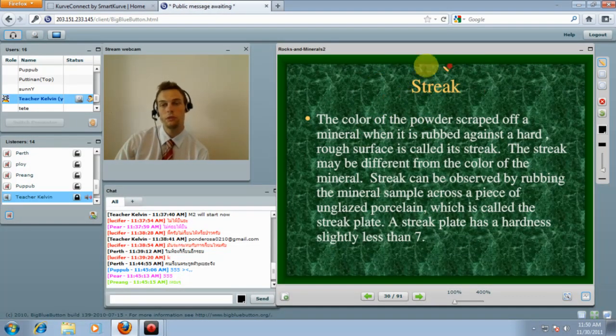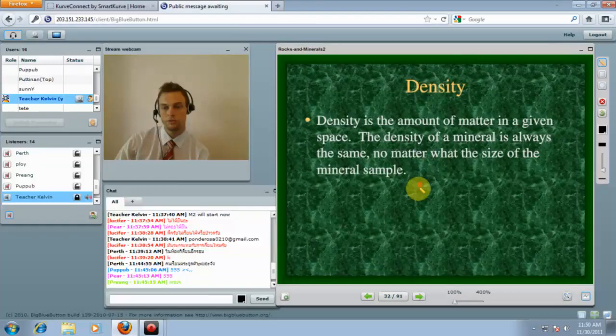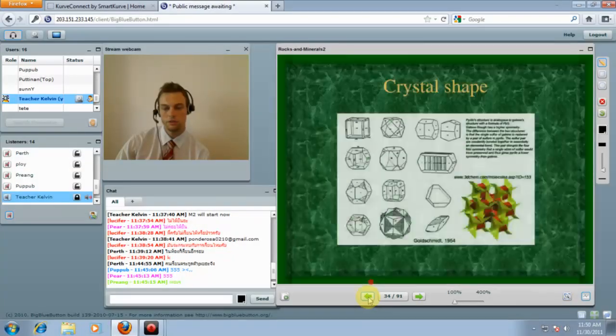Streak. So this would be really important if you found a piece of pyrite, because pyrite streaks gray. And basically, we went over this a little bit last time. You use, what's going on here?